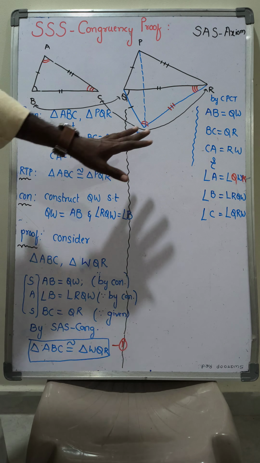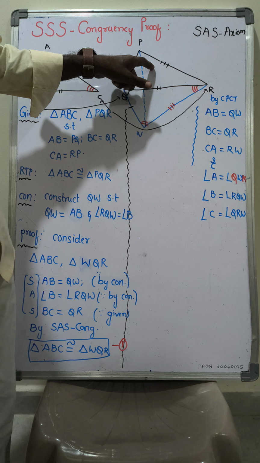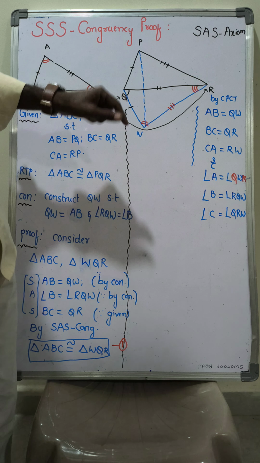Now what is the second target? First target was to prove these two triangles congruent, and the second target is to prove this triangle and this triangle congruent. So how can we prove that? I need another extra construction. What is that construction? Join P and W. I'll tell you why we are joining P and W.